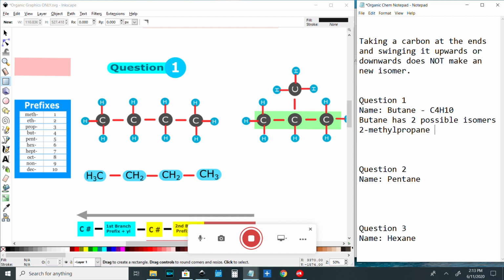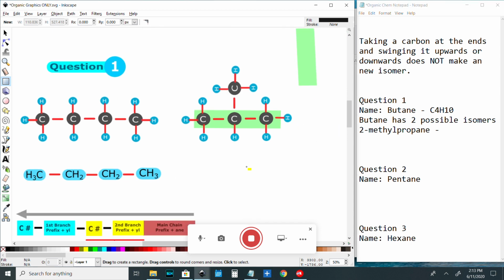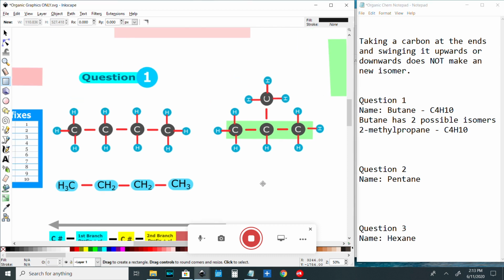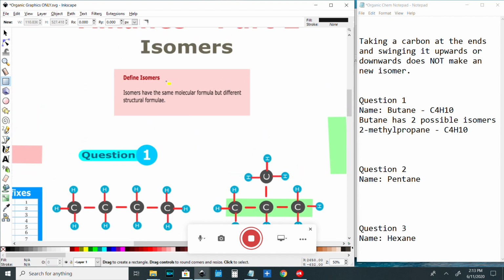And for this one here, the second one, its molecular formula, if you count up the amount of C's and H's, you will still get C4H10. The molecular formulas for both isomers are the same, but the structural arrangement is different. And that is what this definition was telling you in the first place. Isomers have the same molecular formula. You notice that they're exactly the same, but they have different structural formulas.